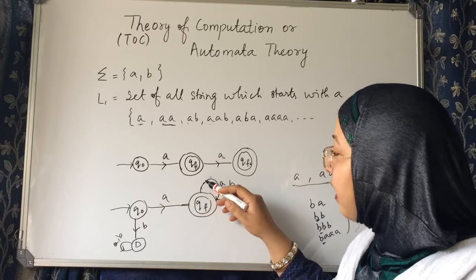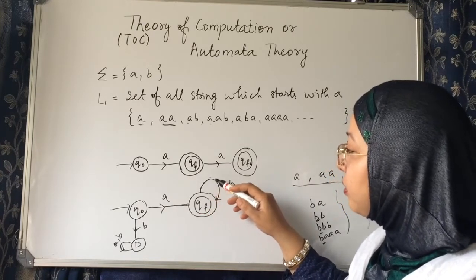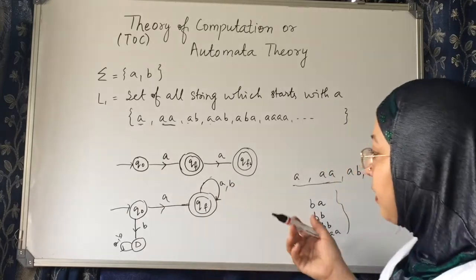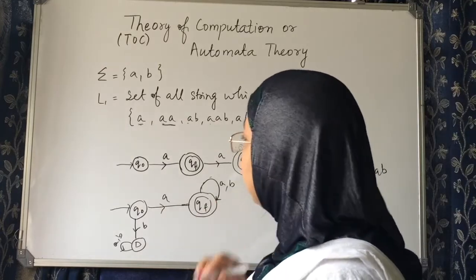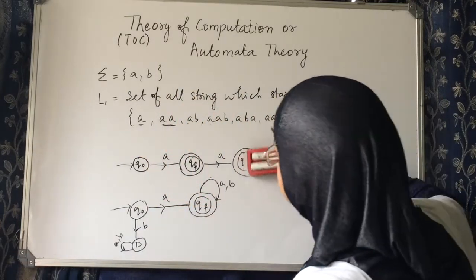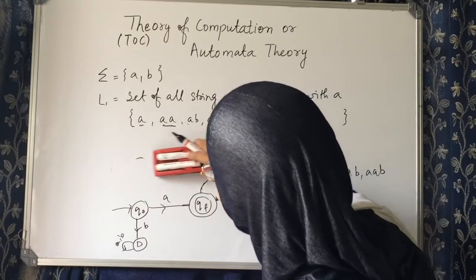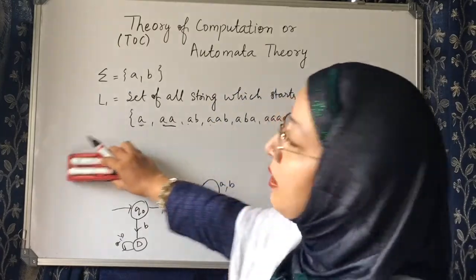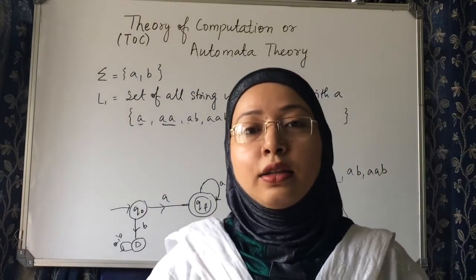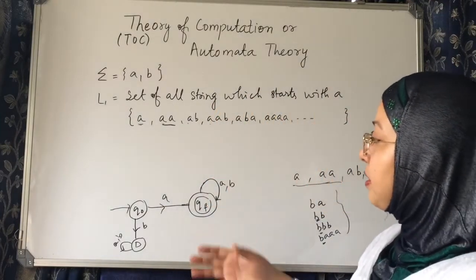When it comes at QF, if it sees any A or any number of B, it will go to its own state, the same final state. So this is the minimal DFA. I will show you many examples, and you will definitely understand it. So just follow my steps.